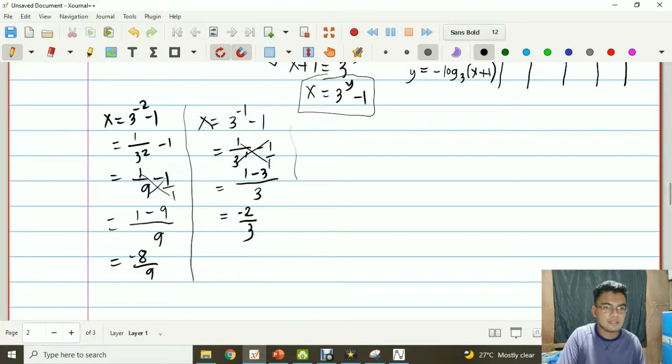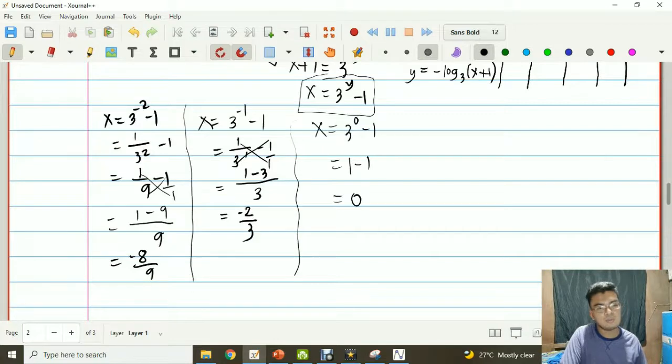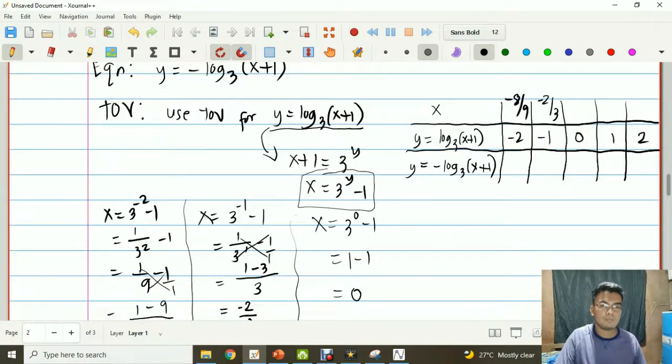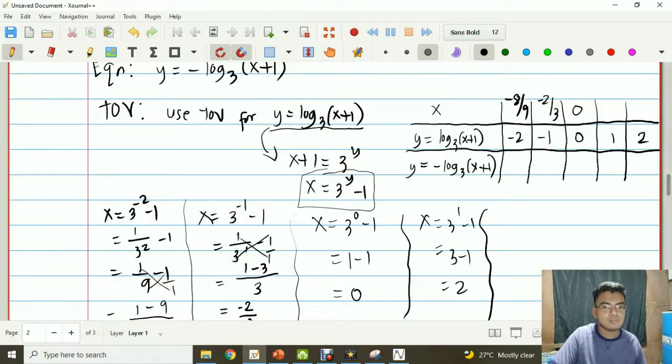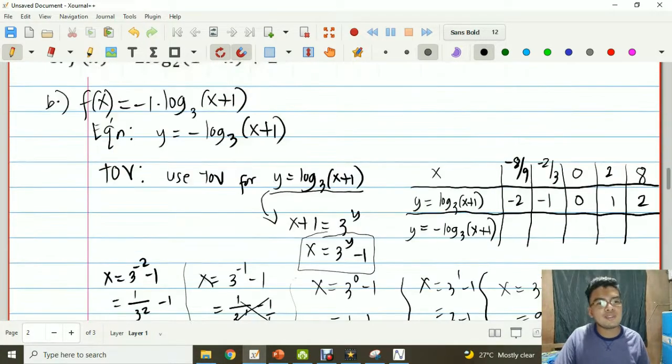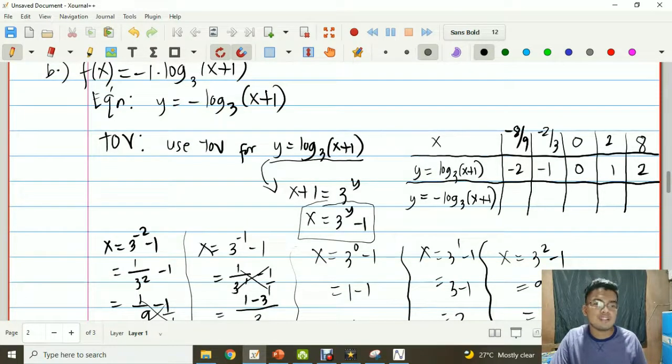If y is 0, then x will be 3 raised to 0 minus 1. 1 minus 1 is equivalent to 0. If y is 1, then 3 raised to 1 minus 1. 3 minus 1 is 2. And if y is 2, then 3 squared is 9. 9 minus 1 is 8. So, yan yung table of values ni y is equal to log base 3 of x plus 1.